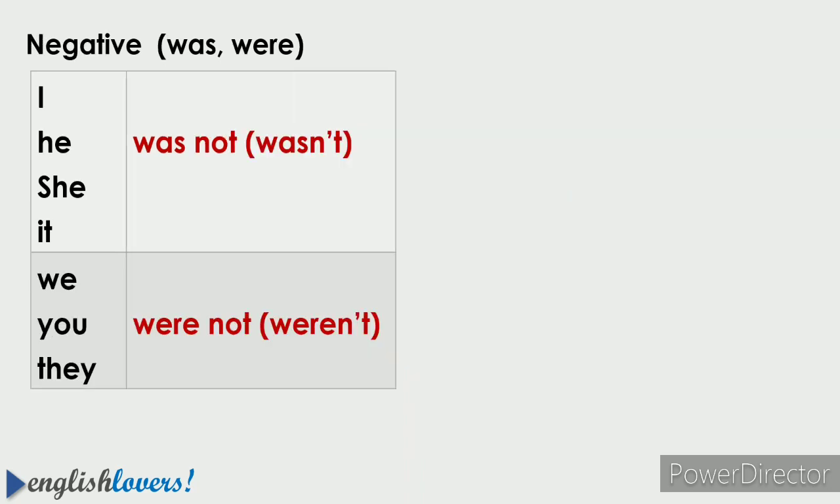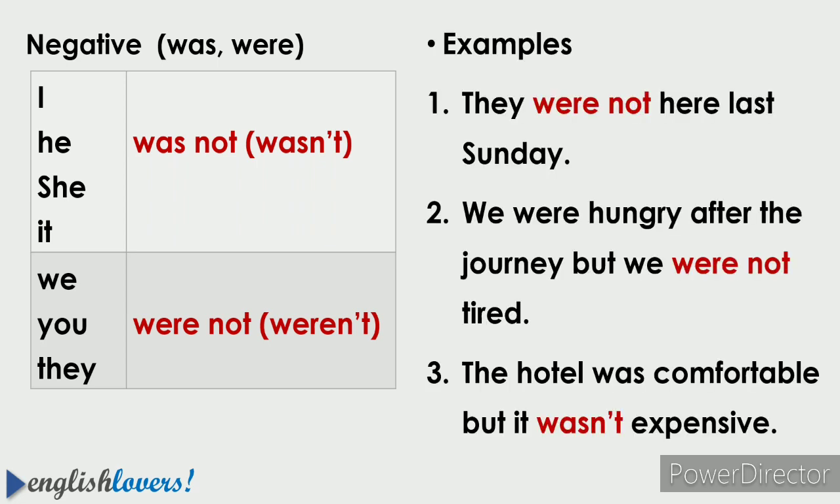Now we will see the negative form of was and were. You simply put not after was and it becomes the negative form. So I was not, he was not, she was not, it was not, and its contraction is wasn't. And with plural, we were not, you were not, they were not. The contraction is weren't.